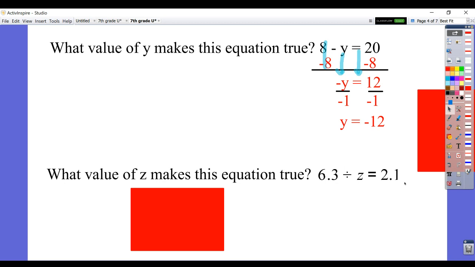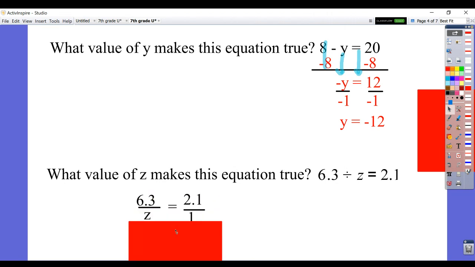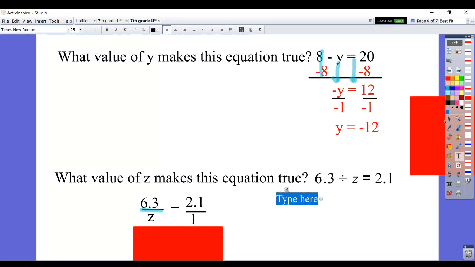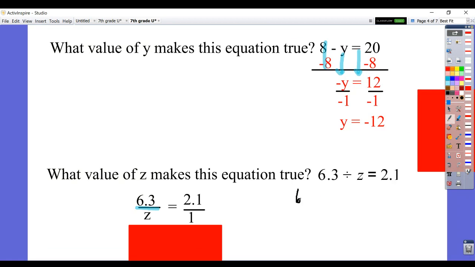This one, again, a little bit different. 6.3 divided by z equals 2.1. You could rewrite it this way. Might make it a little more sensible for you. 6.3 divided by z. Remember, fraction bar does mean division. So 6.3 divided by z equals 2.1. Now you might ask, well, where did that 1 come from? Well, I did that just to make it a little bit easier for you. So I could have left it as 6.3 divided by z, and I usually put this line through z to make sure it looks like a z and not a 2, equals 2.1. Okay, but then the question is, what do I do next?